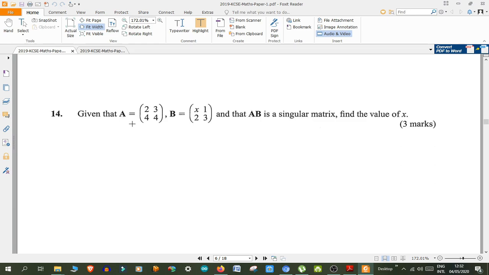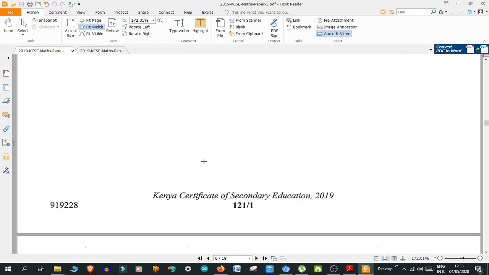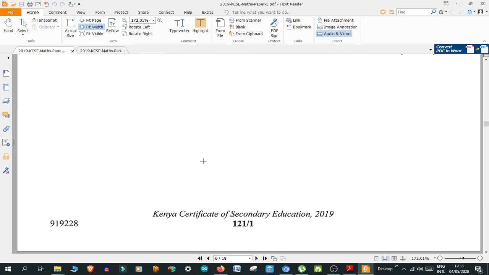Now question 14, given that A is 2, 3, 4, 4, B is x, 1, 2, 3, and that AB is a singular matrix, find the value of x. Again, matrices, just need to know the basics of matrices, finding the determinant, knowing what we mean by a singular matrix, a matrix whose determinant is 0, the basics. So you have a comfortable 3 marks.